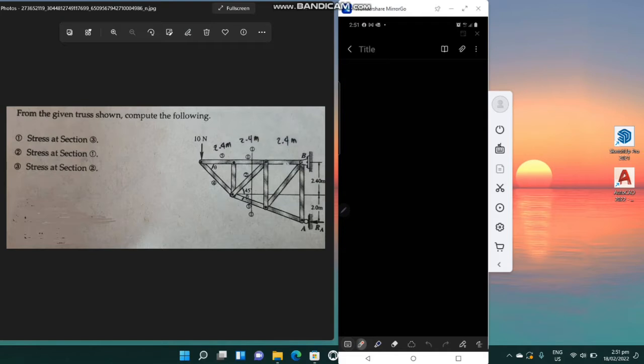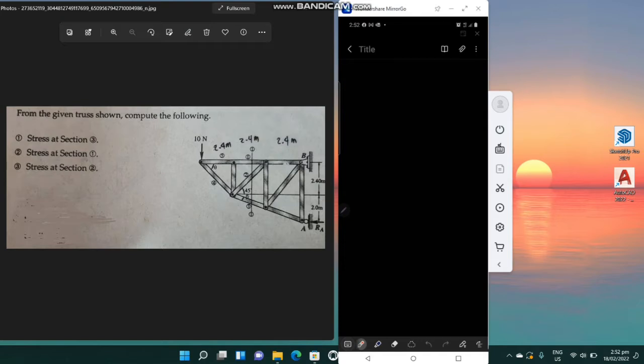So diri nga portion, these are 2.4 meters, 2.4 and 2.4. Ang distance po ani that is 2.4 also and 2 meters vertical with a load of 10 newtons. Okay, so for number 1, compute the stress at section 3.